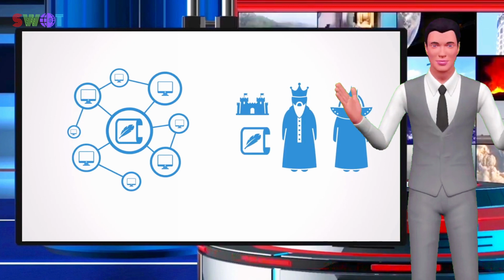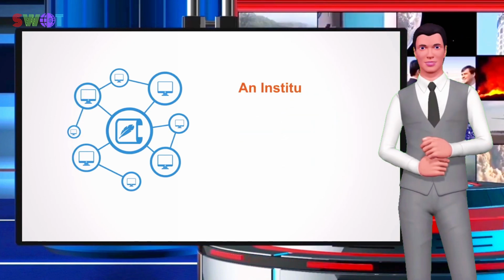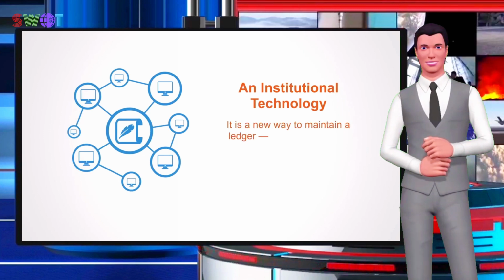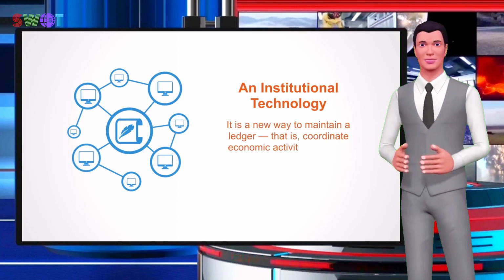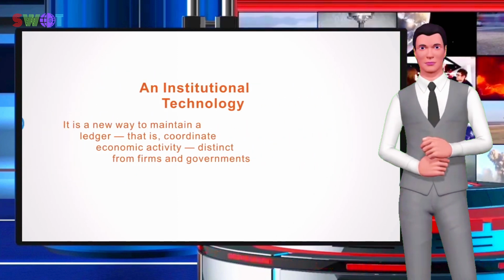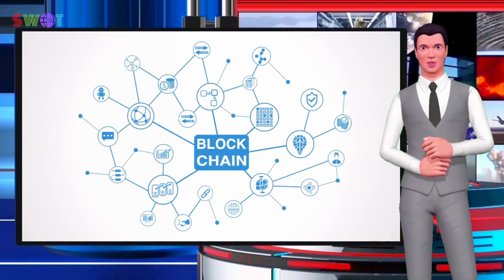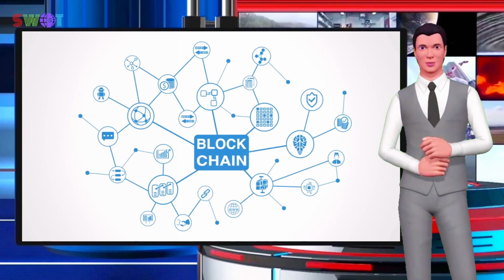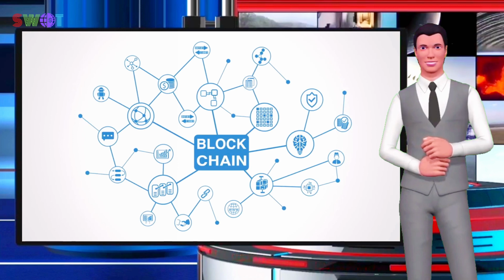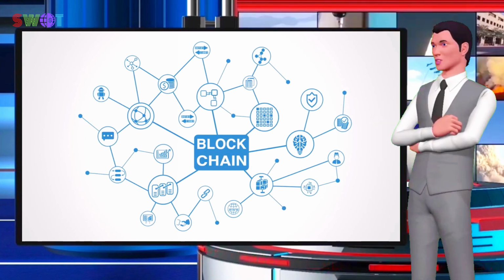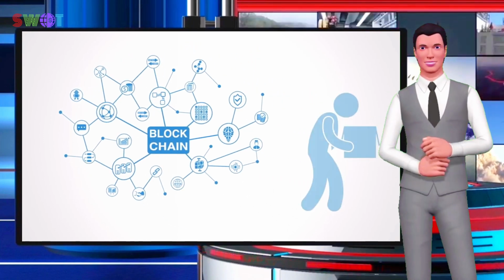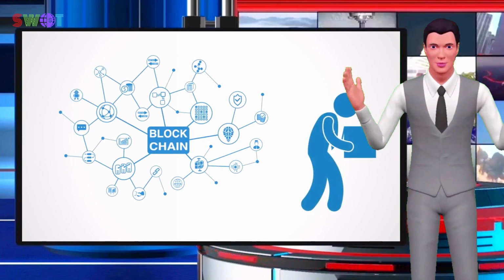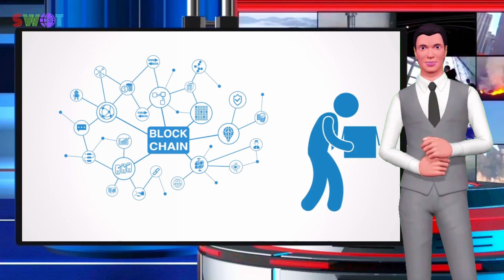As such, it is legitimate to say that the blockchain is an institutional technology. It is a new way to maintain a ledger, that is, to coordinate economic activity distinct from firms and governments. A ledger of contracts and capital can now be decentralized and distributed in ways they could not be before. Ledgers of identity, permission, privilege and entitlement can be maintained and enforced without the need for private organizations or government backing. The ledger is instead maintained by a distributed network of nodes.